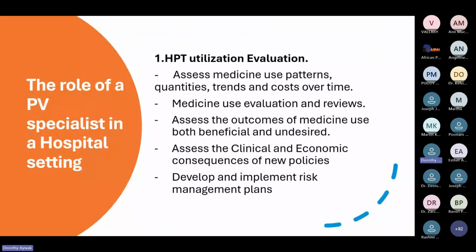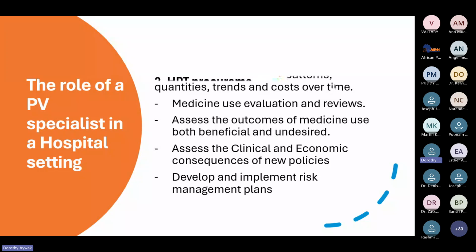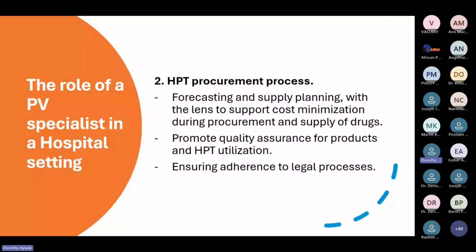And also, it helps you develop and implement risk management plans. If you're going to change policies, if you find out about undesired effects of medicines, then you can go back and look at how you can mitigate against that. Then you also find a very big role when you're looking at the procurement process, because you will have training that helps you build capacity in being able to do forecasting and supply planning, with the idea of making sure that you minimize costs as much as possible during procurement and supply of drugs. And here, cost minimization is not just the cheapest medicine. Cost minimization is looking at the best product, the best value for that amount of money, and what is going to give the patient the best outcomes.